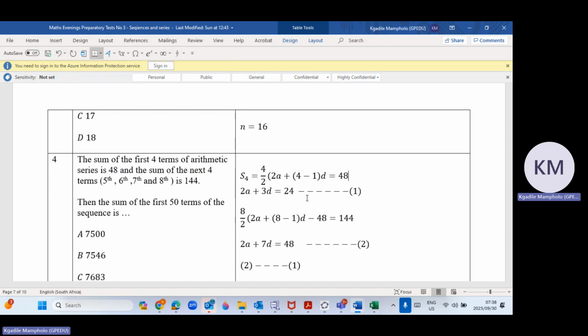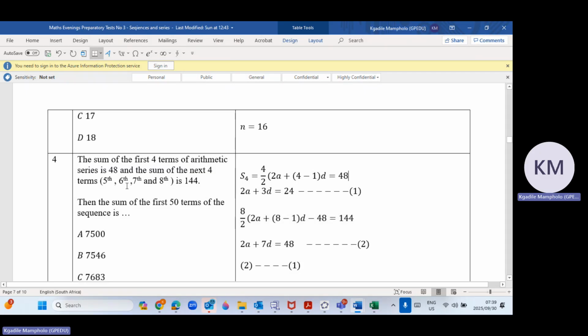Now equation 2, we say the sum of the next 4 terms is 144. The sum of the next 4 terms does not mean the sum of 8 terms, because the sum of the next 4 terms, which is the 5th, 6th, 7th, and 8th, will be the sum of all the 8 terms minus the sum of the first 4 terms.